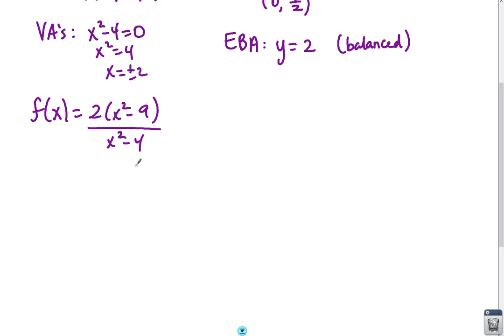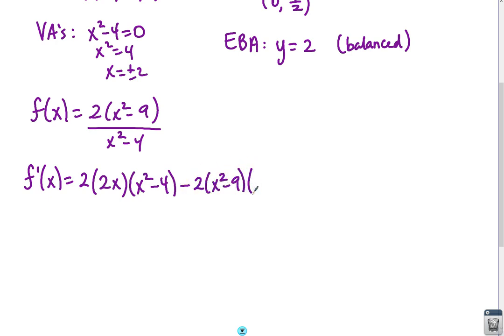Okay, so to take my derivative of this lovely function, I'm going to have to use everyone's favorite, the quotient rule. The f prime of x: derivative at the top, so 2x, times the bottom, x squared minus 4, minus the top times the derivative of the bottom, so another 2x, all over the bottom squared.